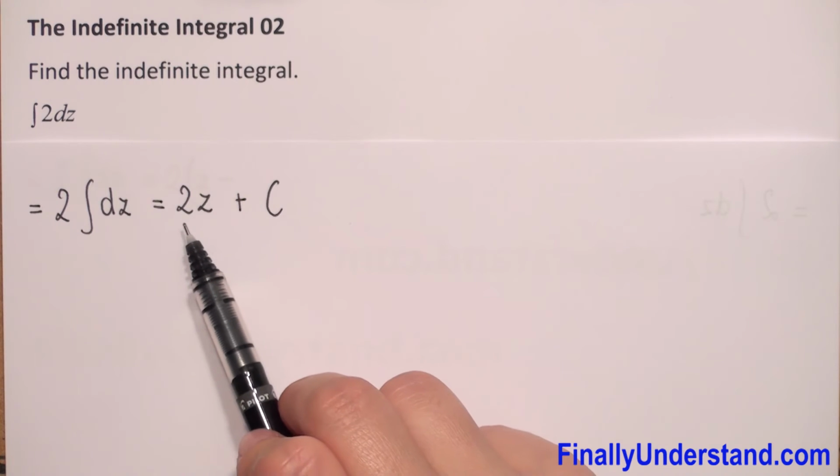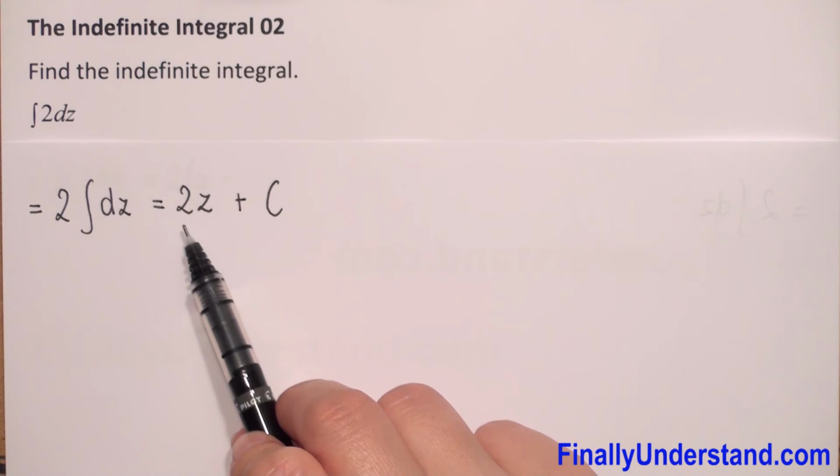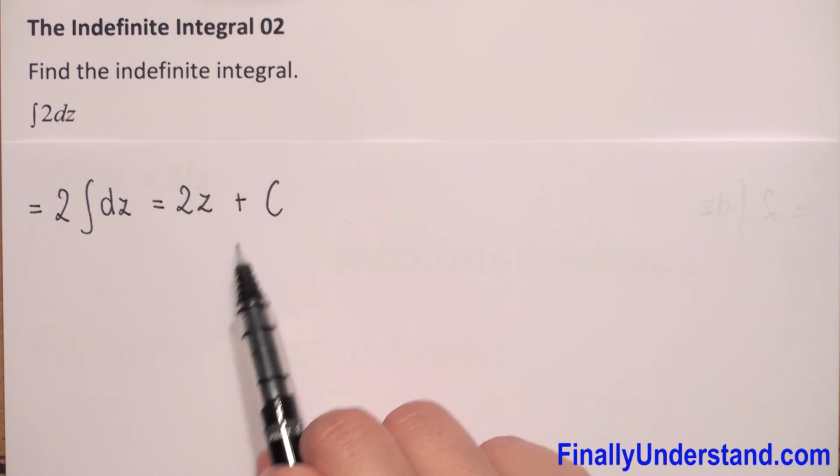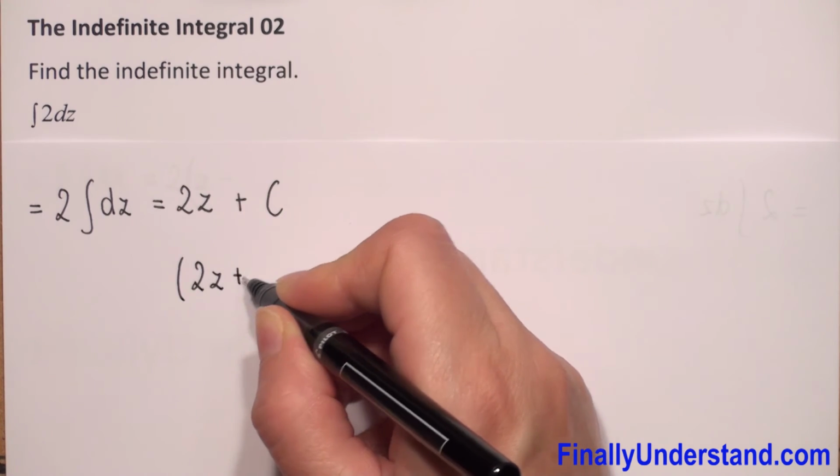Now you can always check if you have a good solution. We have to take the derivative of this function. So let me do this. We have 2z plus c.